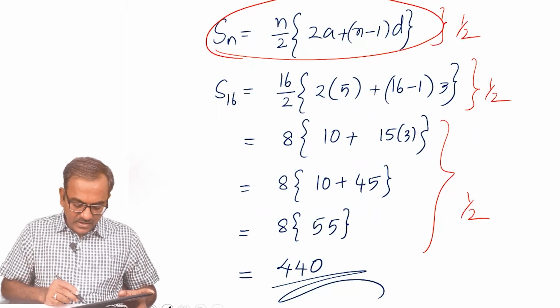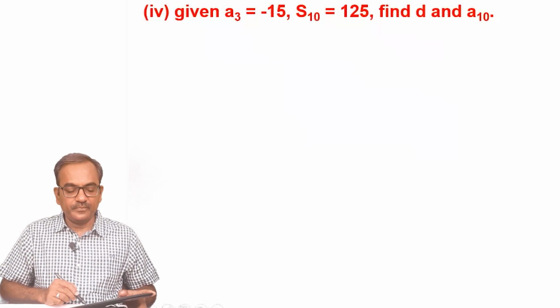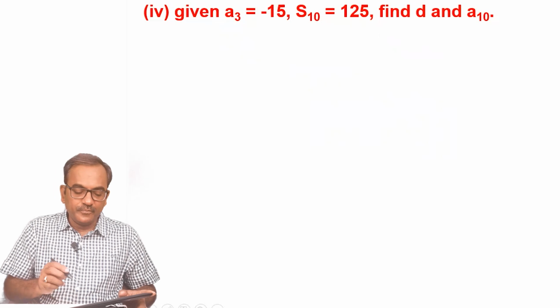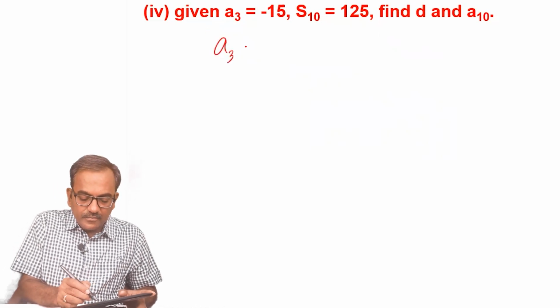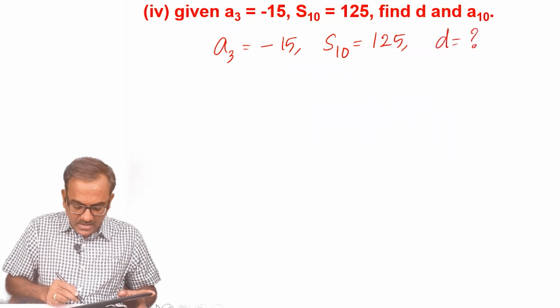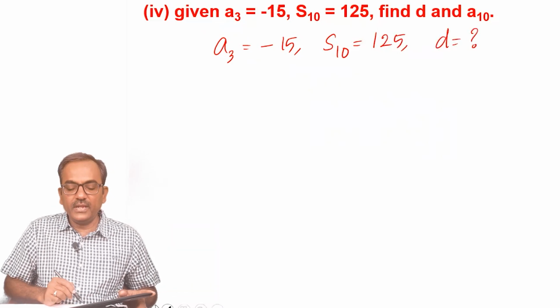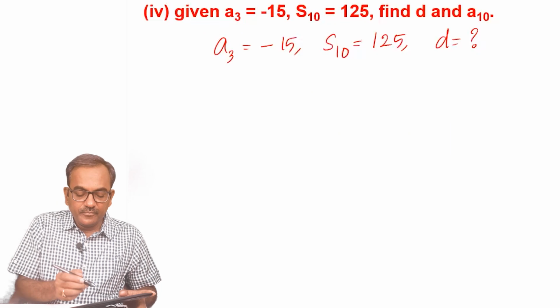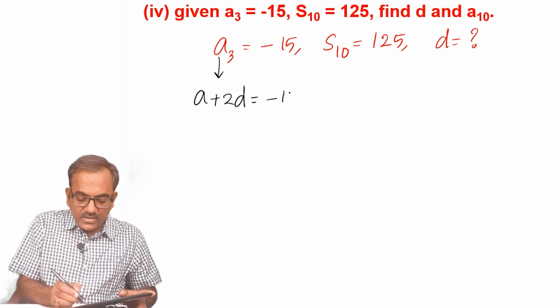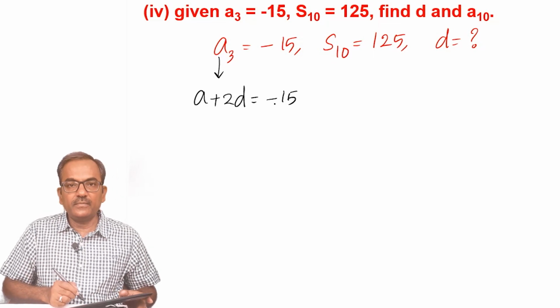Dear children, now let's move on to the next problem. Given A3 is equal to minus 15, S10 is equal to 125, find D and A10. So A3 is given minus 15, S10 is given 125, you need to find the value of D. So how do you find the value of D? S10 is given and A3 is given. When A3 is given, we can visualize A3 as A plus 2D, which is equal to minus 15.